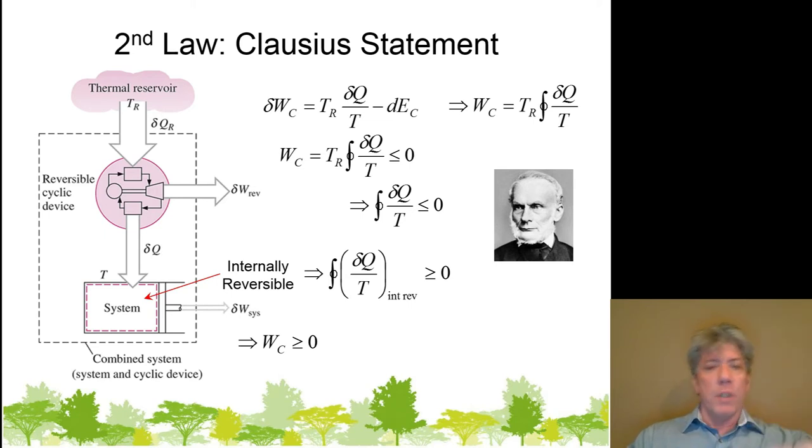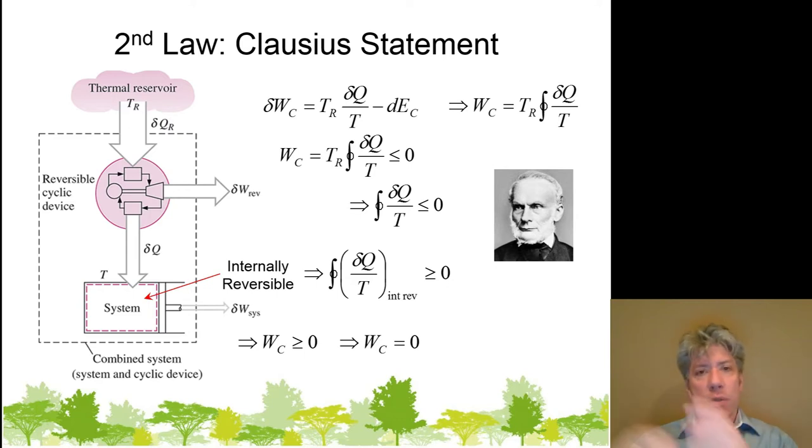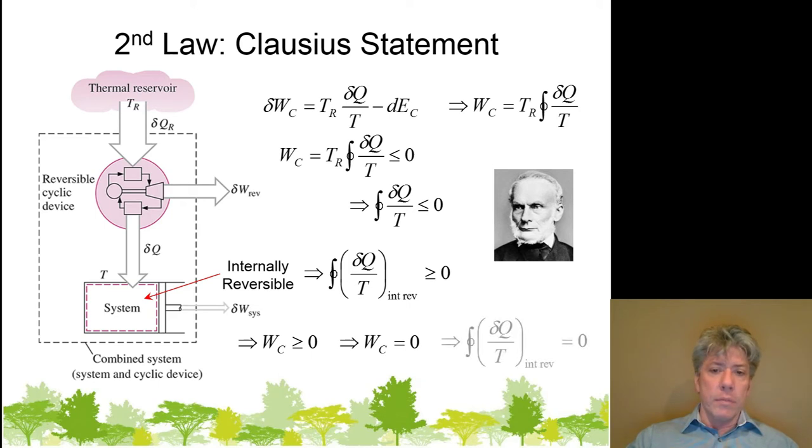So this doesn't make a lot of sense. If it's supposed to be reversible, and yet we know we can't get any combined work out of this, we've kind of got two things in conflict with one another. One saying that this integral has to be greater than or equal to zero, the other one saying it has to be less than or equal to zero. And so we conclude that the combined work must simply be equal to zero in the case where that system is internally reversible, because otherwise we break the Kelvin-Planck statement of the second law. So for internally reversible systems, we've discovered that this cyclic integral thing that seems interesting must come out to zero.